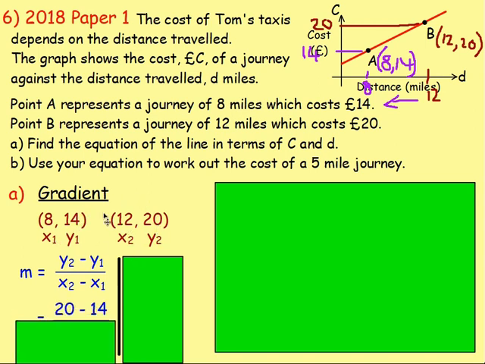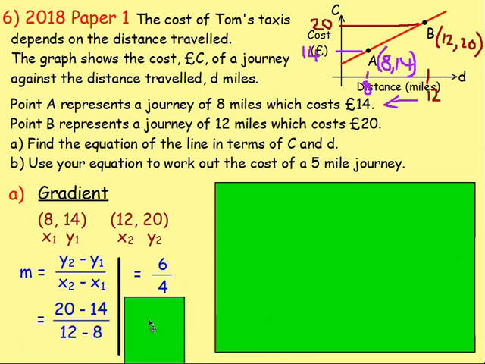X2 take away X1 will be 12 take away 8. If you work that out, you will get 6 over 4. And that simplifies to... Good, well done, Charlotte. It simplifies to 3 over 2. Or you could write it as decimal with 1.5. Either way, makes no difference.